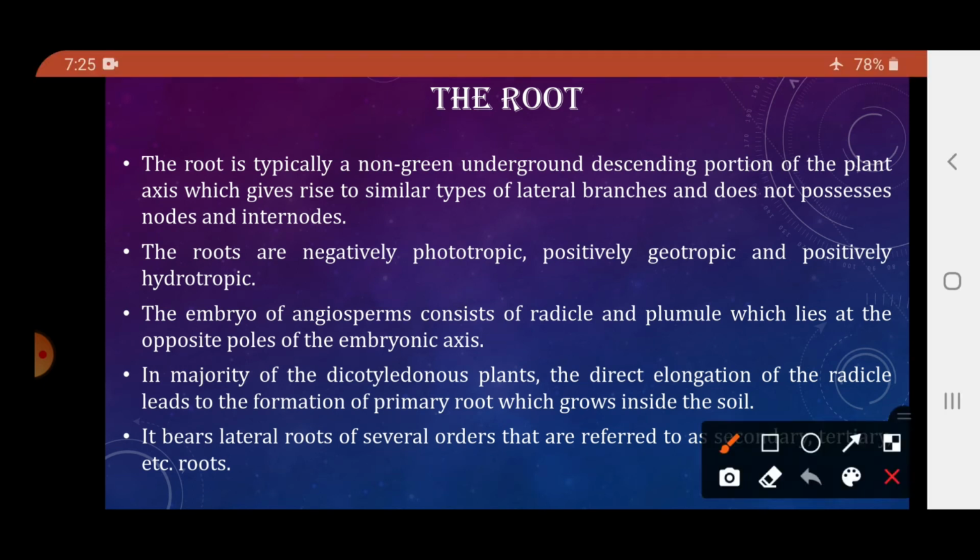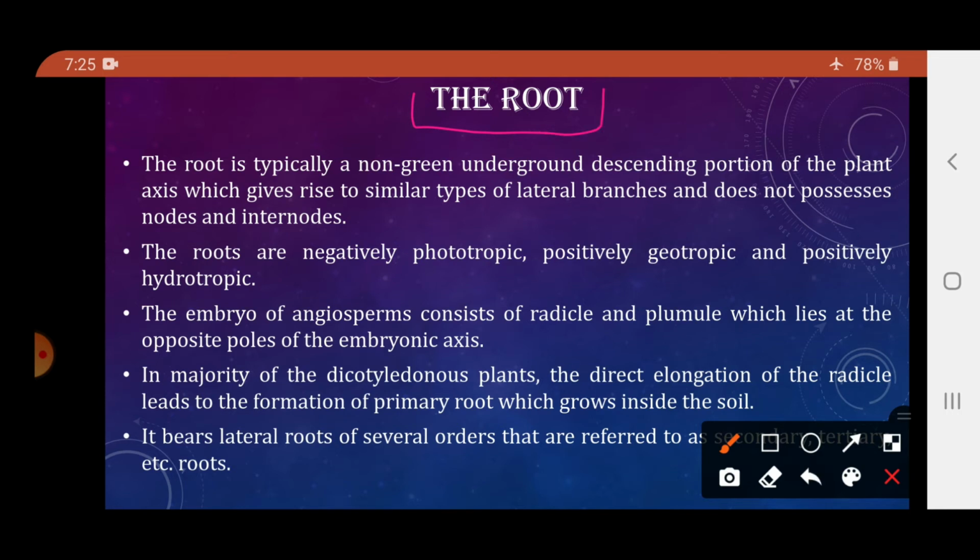Now students, first of all we will deal with the vegetative organs of the plant. Which are the vegetative organs of the flowering plants? The root, the stem and the leaves. So first of all, today we will deal with the root portion.